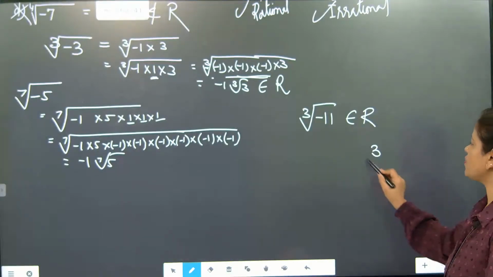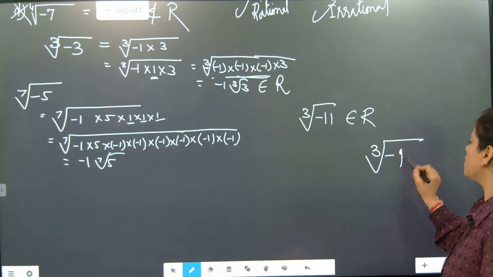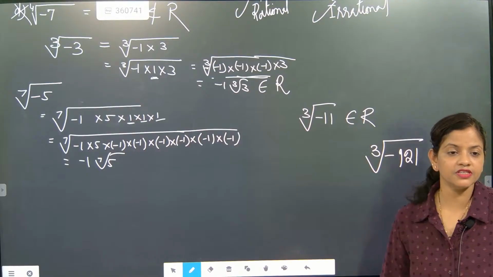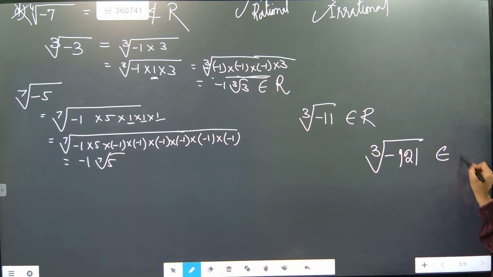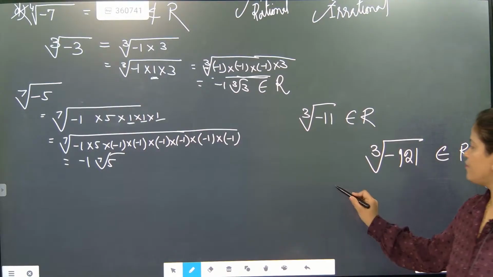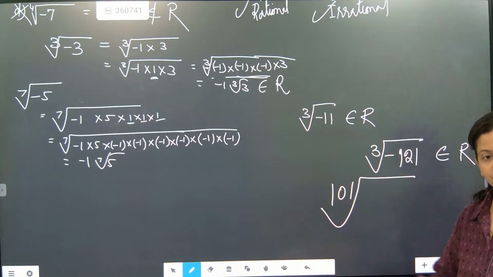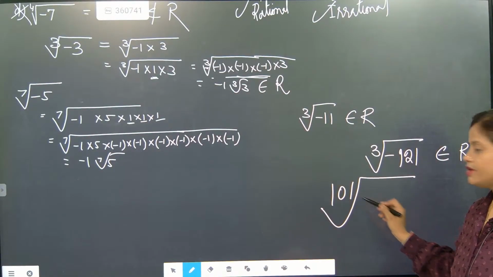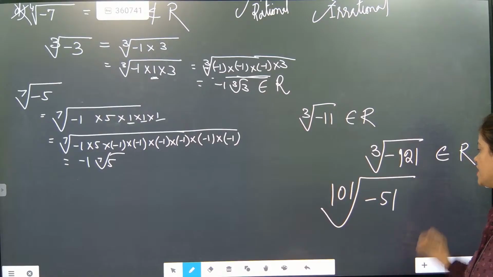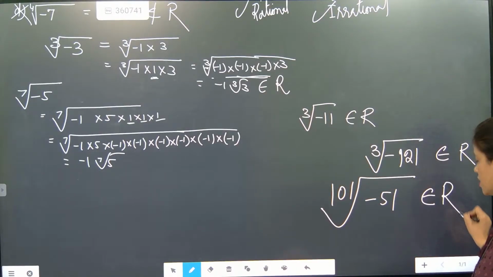Now look here. That means what? If somebody writes cube root of -121, is it going to be real or not? Yes, it is going to be real. If it is the 101st root of negative, or any odd-number root of -51, it also belongs to real numbers.